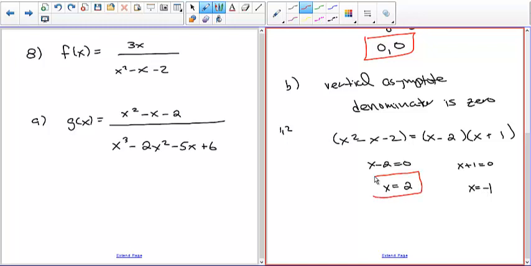Not only are they the values of x which cause the denominator to go to 0, they're also the lines that correspond to the vertical asymptotes. Okay, and then you have horizontal asymptotes. So again, you're looking at the highest order term.